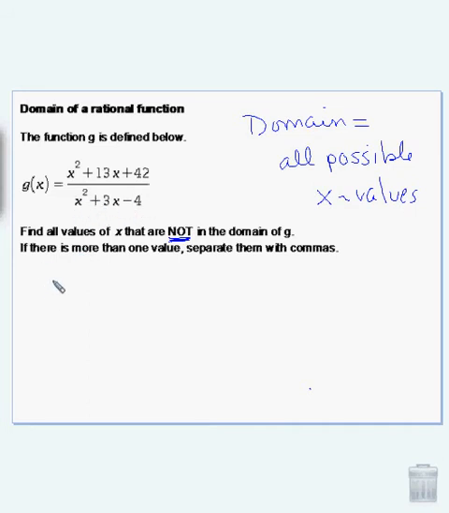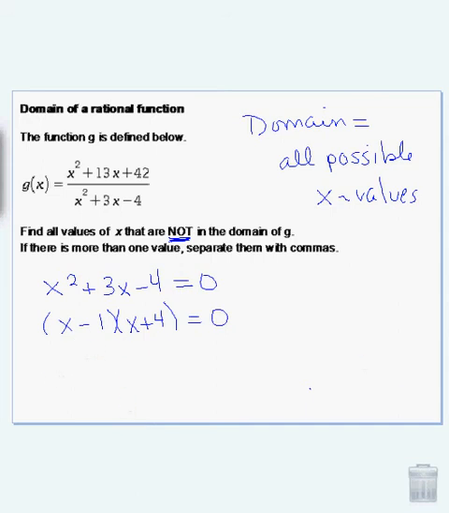So in order to determine which x's are not in the domain, we're going to take our denominator and set it equal to 0, and then solve for x. In order to solve for x here, I need to factor this. I'm looking for factors of -4 that will give me a positive 3. So I'm looking for a difference, factors of 4 with a difference of 3. Those are 1 and 4. I'm going to want my 1 to be negative and my 4 to be positive, because -1 plus 4 gives me a positive 3. That is still set equal to 0.